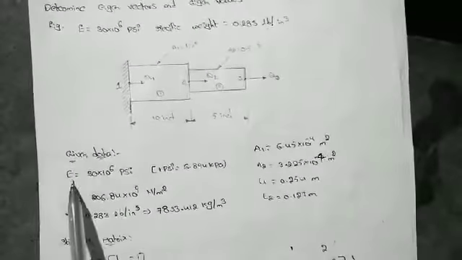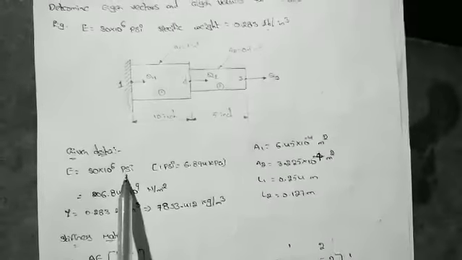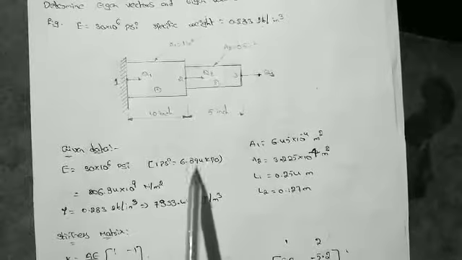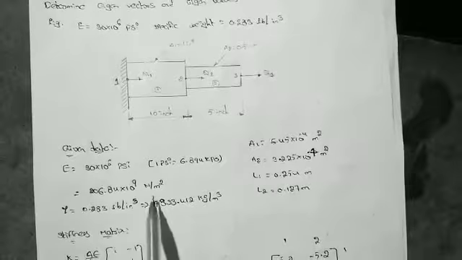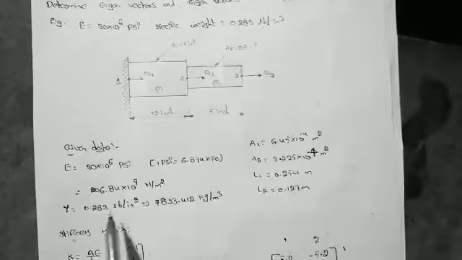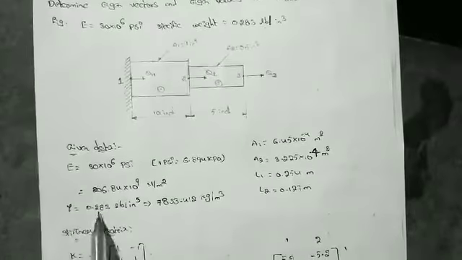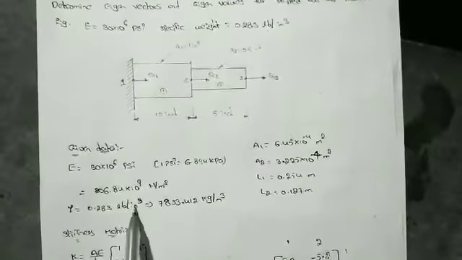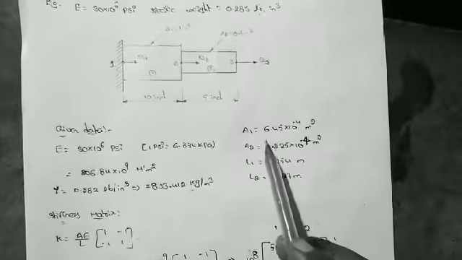Here Young's modulus is given in psi, pounds per square inch. So 1 psi equals 6.94 kPa. To convert the total value of Young's modulus into Newton per meter square, it is 206.84 into 10 power 9 Newton per meter square. This is the specific weight, rho equals 0.283 lb per inch cube, which is converted into kg per meter cube. Area and length are also converted into SI units.